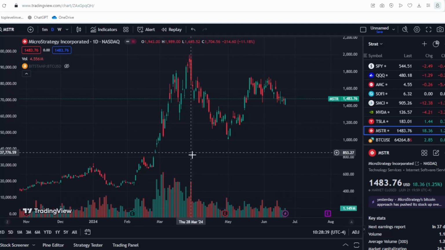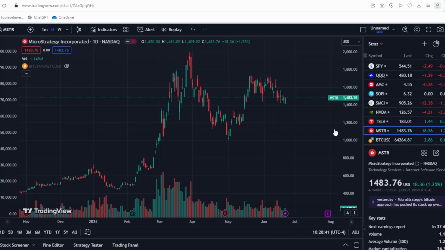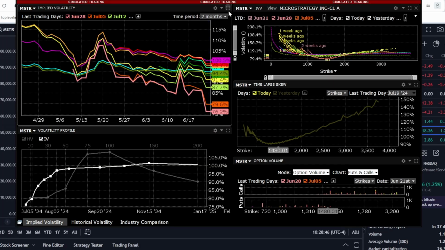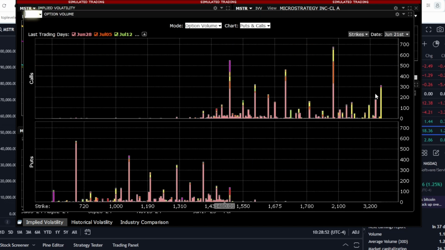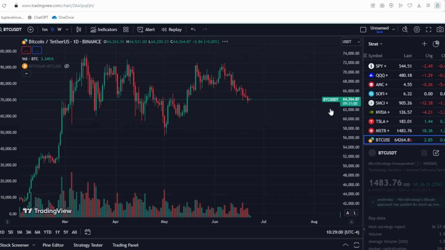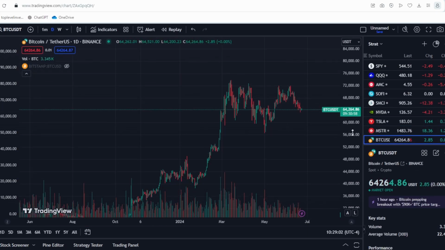Let's analyze the MicroStrategy stock and understand what's happening. We'll look at volatility, noting that volatility continues to decline. We'll also touch on support and resistance levels and options. We have significant resistance at the $2,000 level. Additionally, we'll consider Bitcoin's price and where the stock might go next.